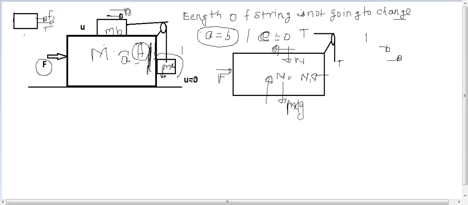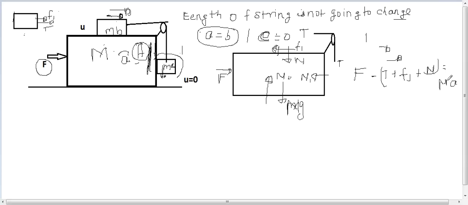So let's think, what can I write? Tf minus T plus F1. Let's suppose this is F1 plus F1 plus N. All these forces are in the same direction, and this should be equal to capital M A, because the acceleration is capital M A.